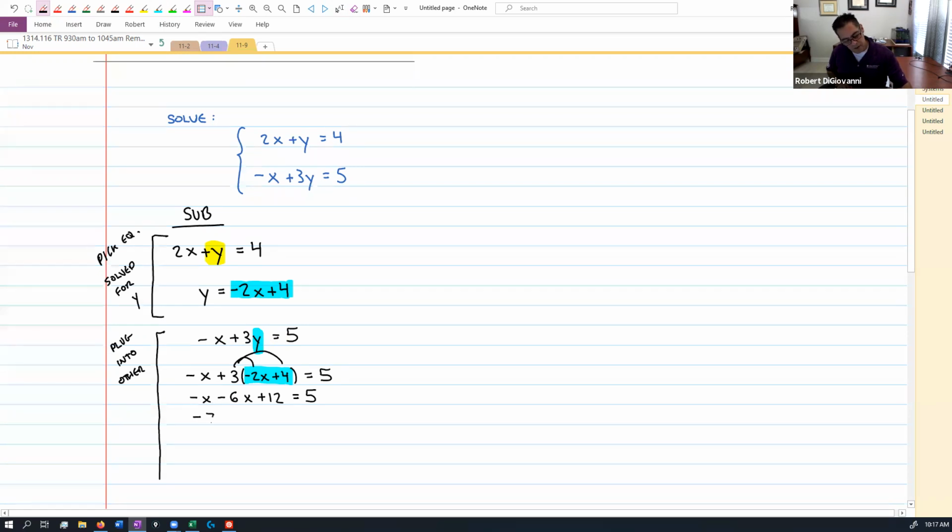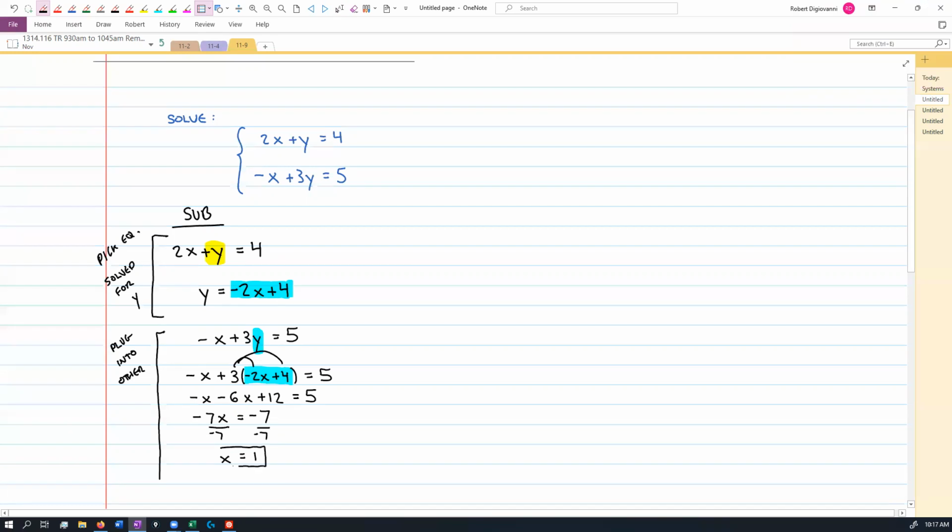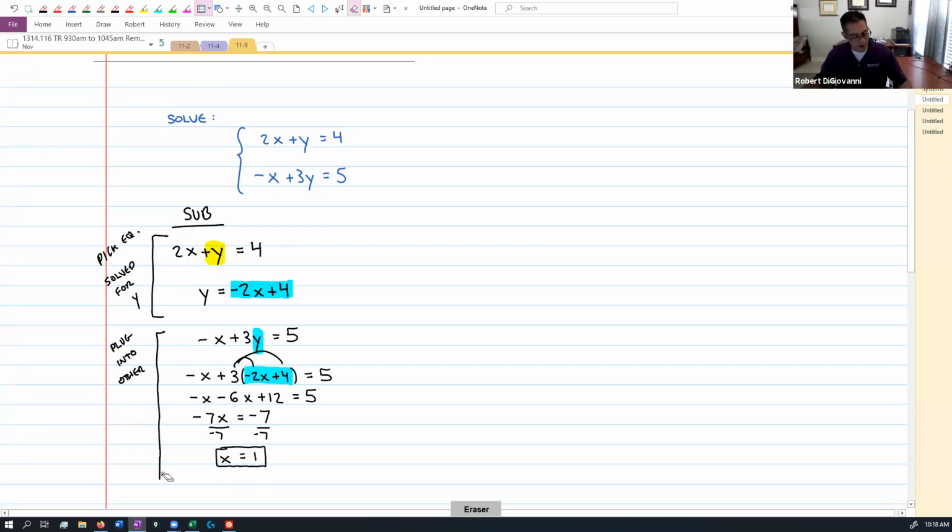I put my x's together, negative 7x. I subtract 12 on both sides. So I did this kind of in my head. I'm hoping you're okay with this. Put these together, negative 7x, subtract 12 on both sides, get negative 7 here, and then divide both sides by negative 7 to get x is what? So positive, right? Positive 1? Yes. Positive 1. Okay, that completes the second step of this.